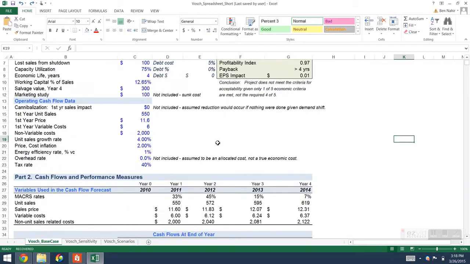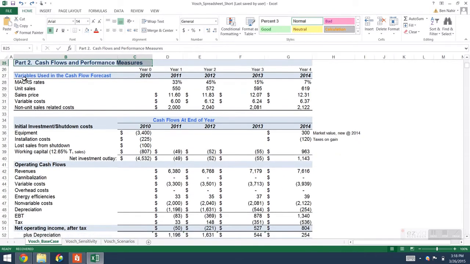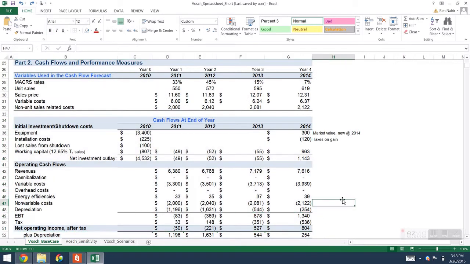Okay, so that's the first part. Now we move down to the second part, again, labeled nicely so it's clear, understanding what information is going to be down here. We have intermediate calculations, and then we've got our operating cash flow calculations. Now you'll note that the intermediate calculations are separate from the operating cash flow calculations. And this is done on purpose to make it easier to understand and read the operating cash flows. So they should look very much like a normal accounting statement. We don't want to confuse it with a bunch of erroneous information.